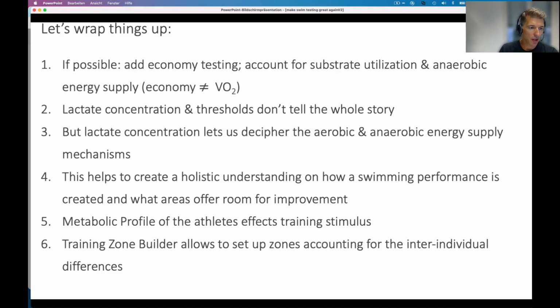Christian is asking, you recommend 3 submax efforts in the protocol. Would doing 1 submax effort be enough as a bare minimum? No. Please don't do that. Don't do 1 submax effort. That's by far too little. That's not good, because think about it this way. If something goes wrong in that 1 effort, pacing is bad, or most likely, for example, the lactate measurement is off, you have no way to identify that.